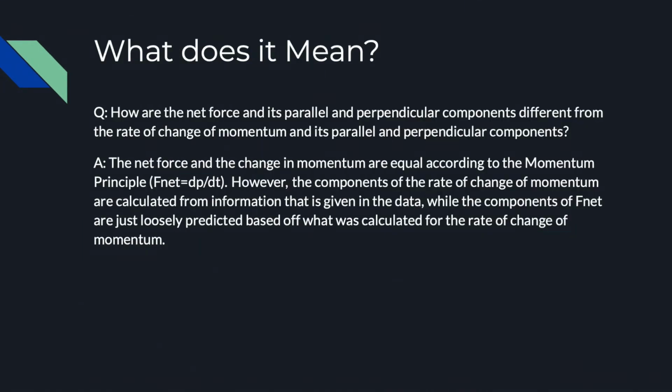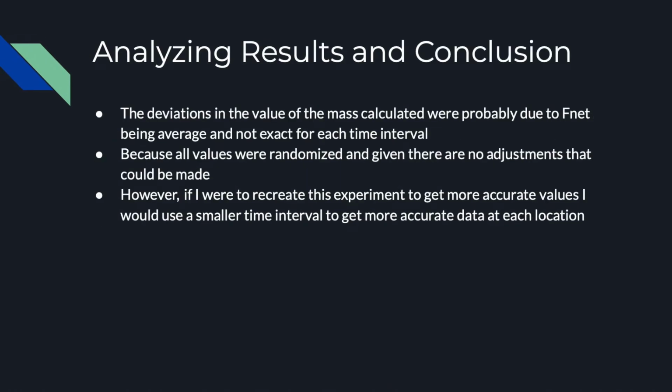What does it mean? Question. How are the net force and its parallel and perpendicular components different from the rate of change of momentum and its parallel and perpendicular components? Answer. The net force and the rate of change of momentum are equal according to the momentum principle. However, the components of the rate of change of momentum are calculated from information that is given in the data, while the components of Fnet are just loosely predicted based off what was calculated for the rate of change of momentum.